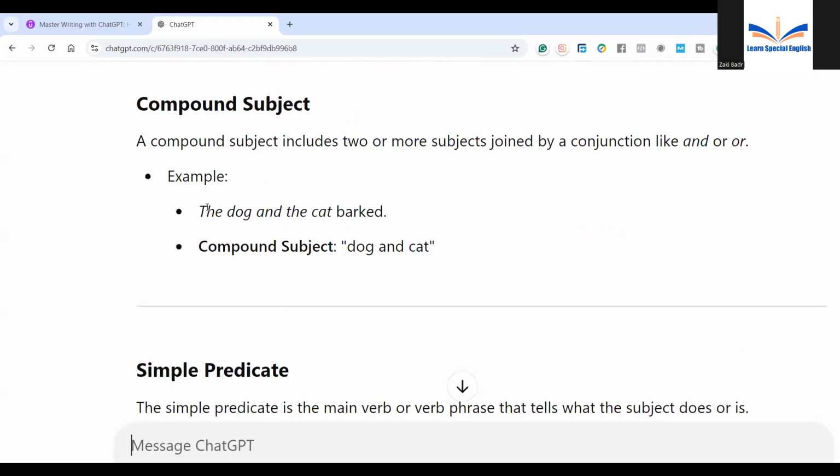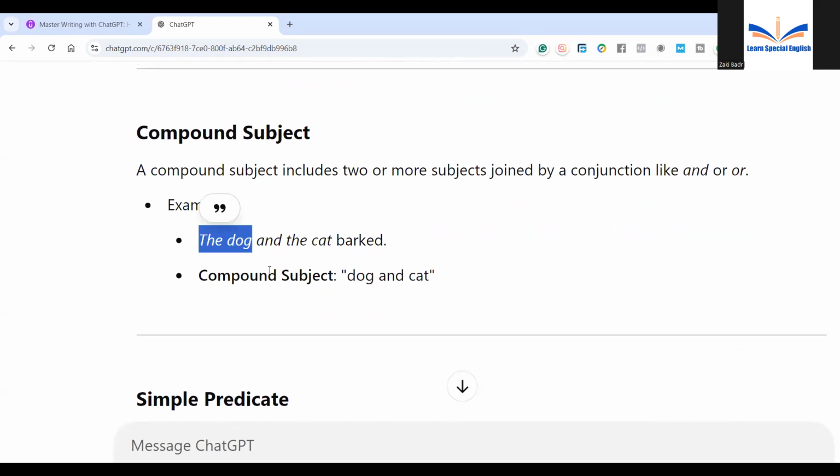A compound subject is two subjects together, the dog and the cat. This is one subject, but it is combined of two. So this, the dog and the cat, is a compound subject. This means it acts as one, but it is two inside it. So all this is just one subject, but it's compound. So this is one and this is one. And they have one verb, because it's a simple sentence, a simple predicate.